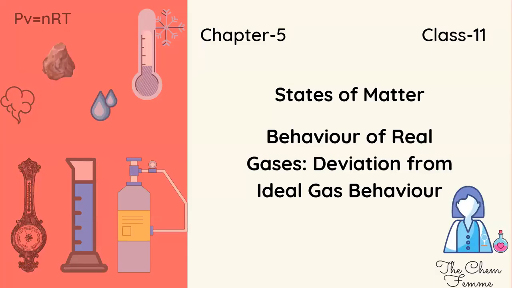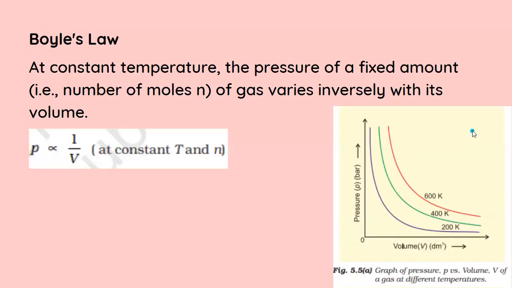In the previous video, we spoke about the kinetic molecular theory of gases. In this one, we're going to be talking about the behavior of real gases, that is, the deviation from the ideal gas behavior. Now, before we start discussing the same, I'd just like to recap Boyle's law.